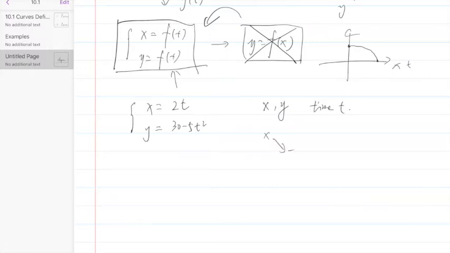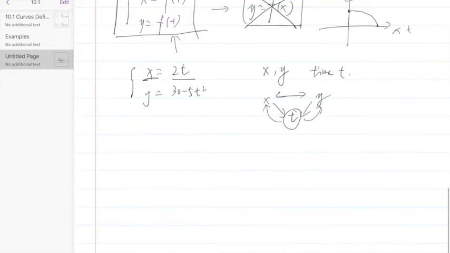But now what we want to do is take a detour. X has some relationship with t. That is x equals 2 times t. Y has some relationship with t. So instead of telling you the relationship between x and y, we actually tell you two relationships: the relationship between x and t, and y and t, and use this t to determine what is x and what is y. That is called a parametric equation.